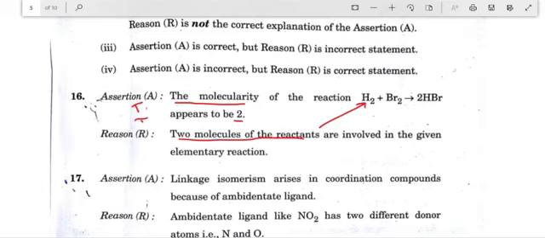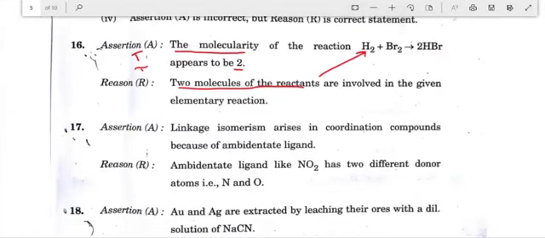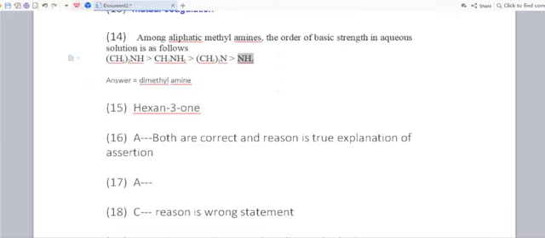And why is the molecularity 2? Because two molecules are reacting, therefore this is the correct explanation. So the answer is A. Then we have the 17th: linkage isomerism arises in coordination compounds due to ambidentate ligands, and ambidentate ligands like NO2 have different donor atoms. So the answer is 1. This is the correct explanation.